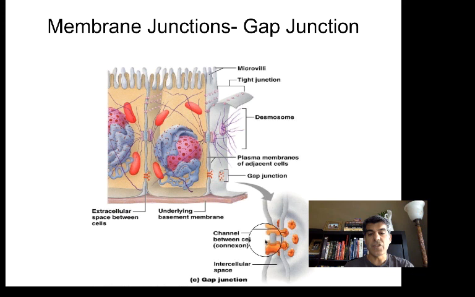As you can see in this picture, the gap junction is nothing but protein that attaches this cell to this cell. This protein has a channel in between, and the protein is called connexin.